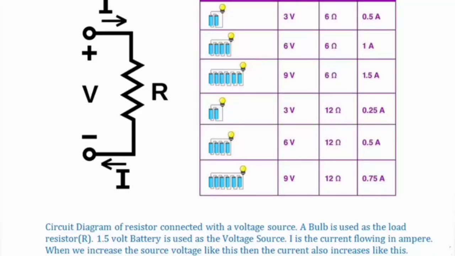Circuit diagram of resistor connected with a voltage source. A bulb is used as the load resistor. 1.5 volt battery is used as the voltage source. I is the current flowing in ampere. When we increase the source voltage like this, then the current also increases like this.